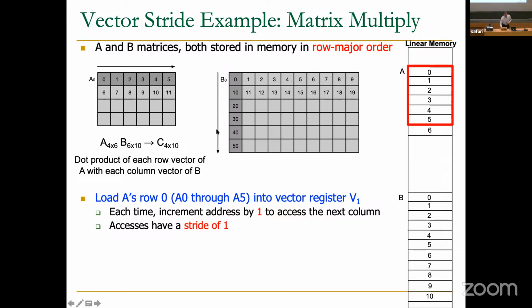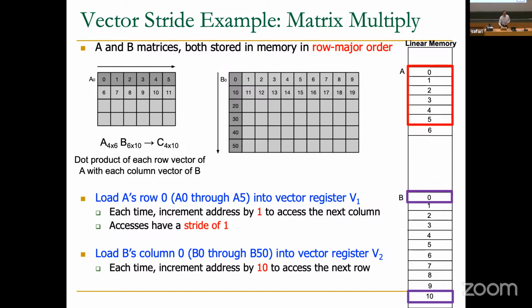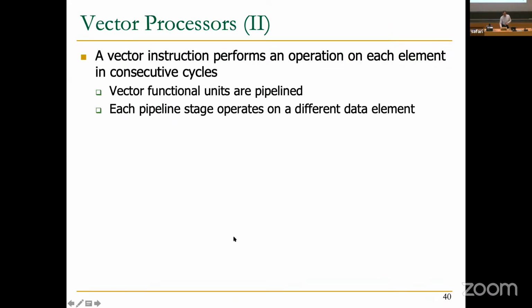Now, if you're loading B's column 0, that's not the case, as you will see. If basically we want to load B0, offset 0, B10, B20, B30, B40, B50 into the second vector so that we can actually do vector dot product. Now, clearly, they're far apart from each other, right? So each time you need to increment the address by 10 to access the next row, and accesses have a stride of 10 in this case. Okay? So basically, you need to have different stride supports.